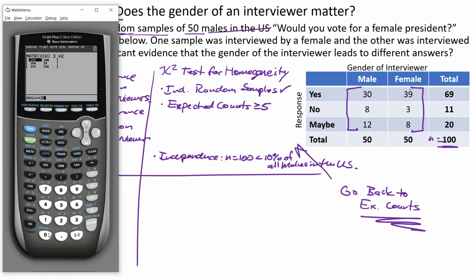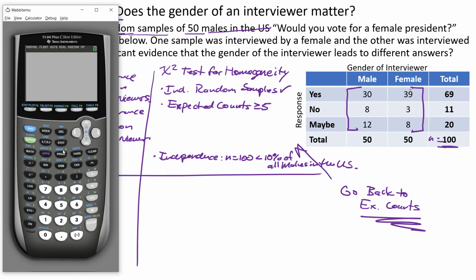So let's see, we've got 30, enter. And it goes over, so 39. And then 8. And then 3. Oh, that one's kind of low. Then 12. And then 8. All right, so that's all of our numbers. Yep, those match these. Okay. Now, 3's not bigger than 5, but this is an observed count and not an expected count. We don't care about the observed. We care about the expected.